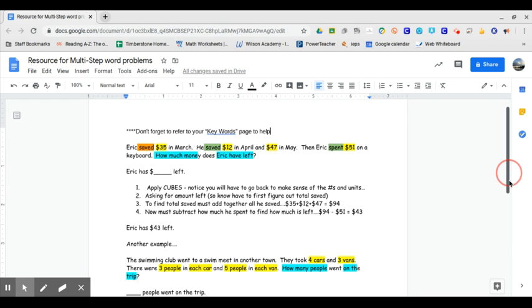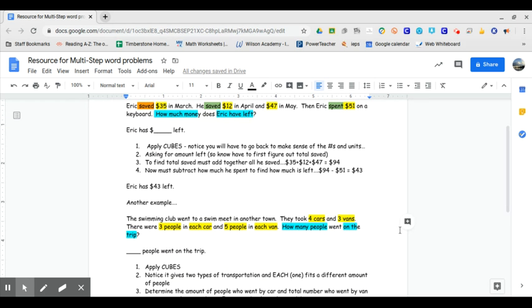Okay, let's take a look at another example. The other example is the swimming club went to a swim meet in another town. They took 4 cars and 3 vans. There were 3 people in each car and 5 people in each van. How many people went on the trip?